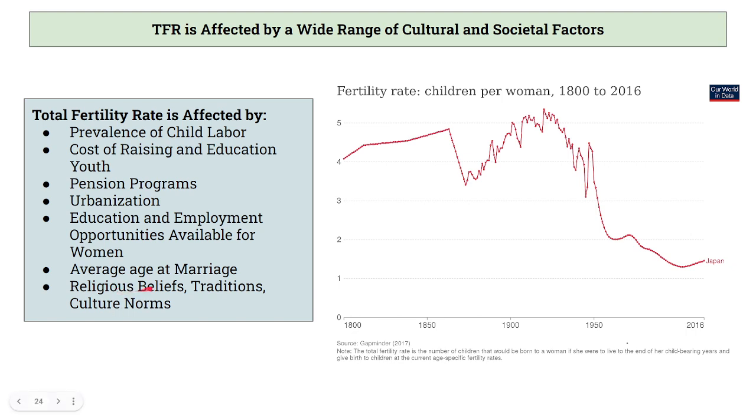Next, we have average age at marriage. So as countries become more developed, typically marriage is pushed back later and later in life. People used to get married in their teens or early 20s, but today most people get married in their late 20s or early 30s. The reason this matters is because typically people have children when they are married. Obviously, there are exceptions to this rule, but that's just typical.